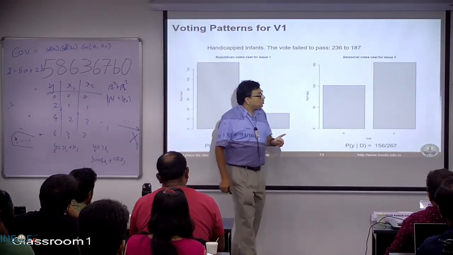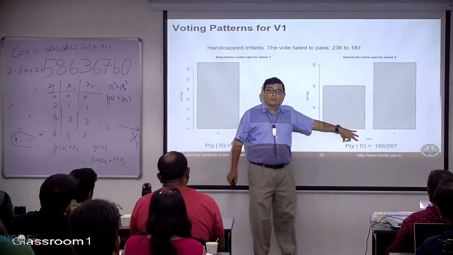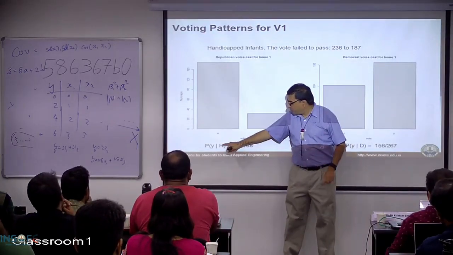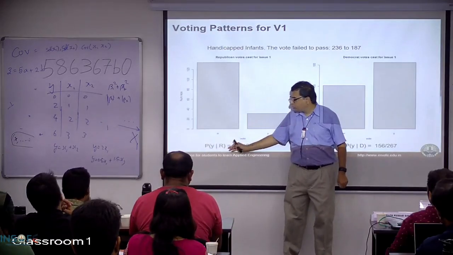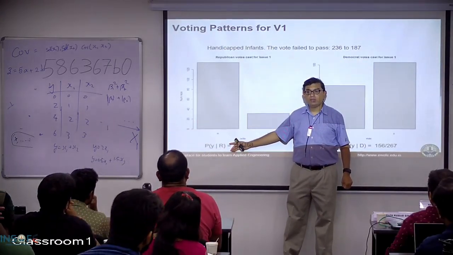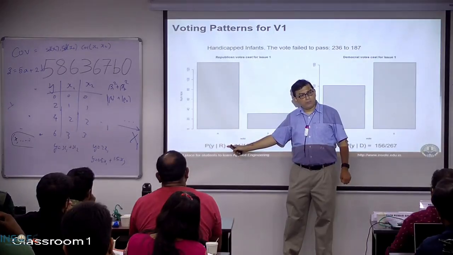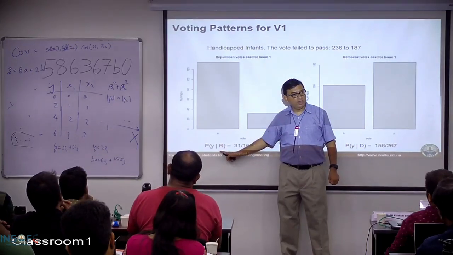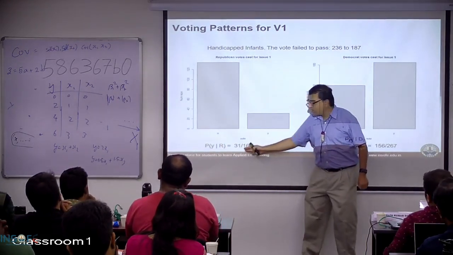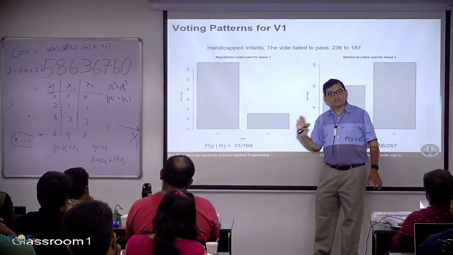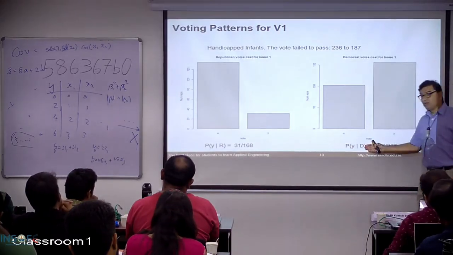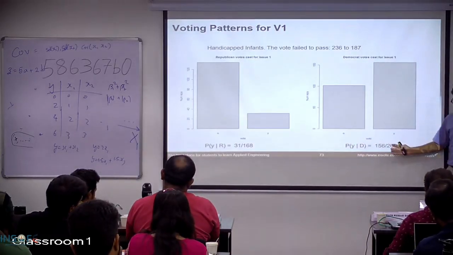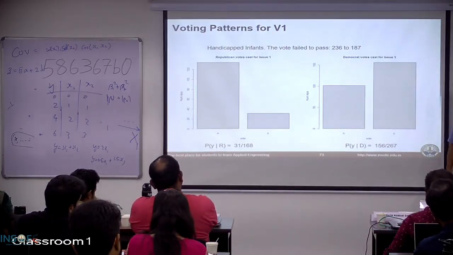So this is a probability that we can estimate. Can you read this for me? Given a Republican, what is the probability he voted yes? That's what we are doing here, right? That number, you can look at the voting numbers and get that. That is 31 by 168. In this case, given a Democrat, the probability that he voted yes for that issue turns out to be 156 by 267.